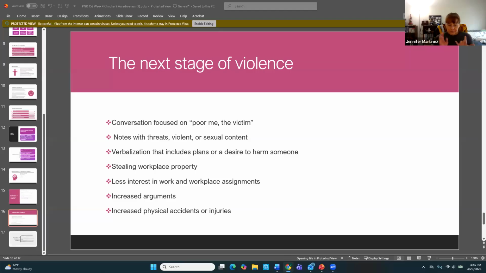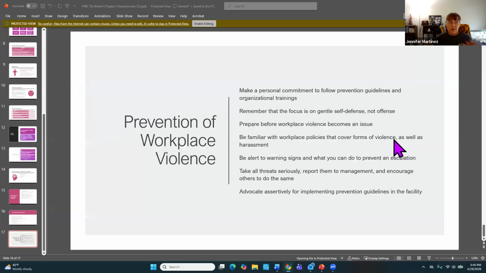If they direct the violence towards themselves, right? Depression, suicidal threats, suicidal actions. If it's towards others, again, it could be physical. It could be even using a weapon. So again, it's really about paying attention. We want to make sure that we are really focusing on prevention. Like I said, OSHA has guidelines to help prevent workplace violence and to keep us safe.